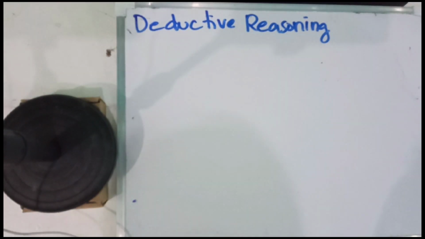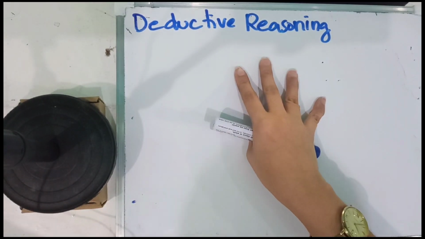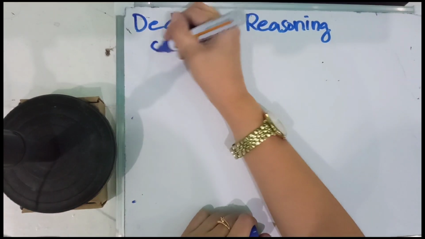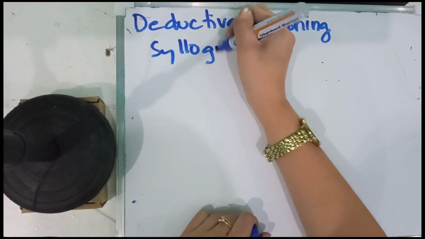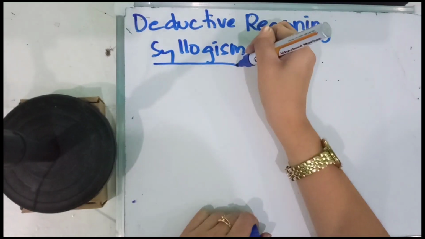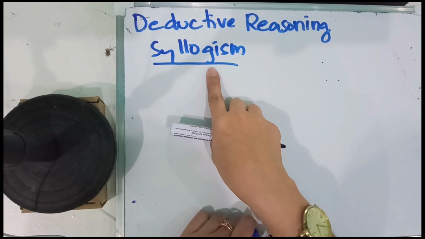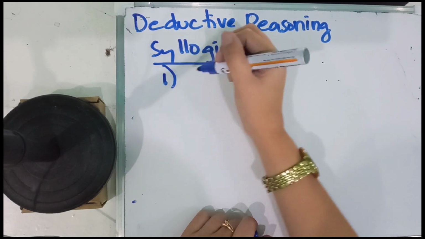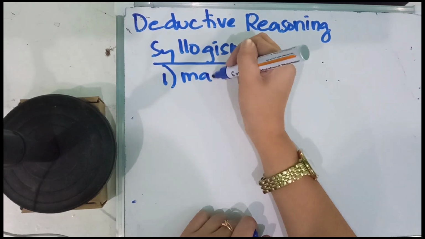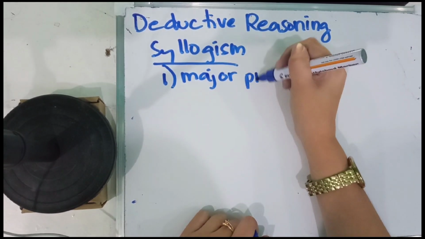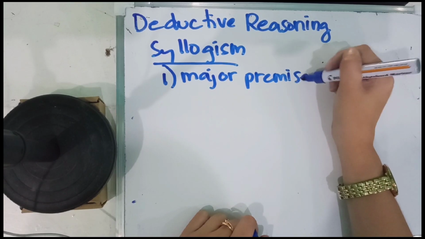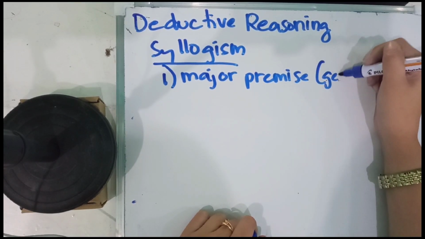So we're done discussing inductive reasoning. Let's now proceed with deductive reasoning. To better understand deductive reasoning, we use what we call syllogism. So syllogism is an argument composed of 3 statements. So what are these statements? First, we have what we call the major premise. The major premise is the general statement.